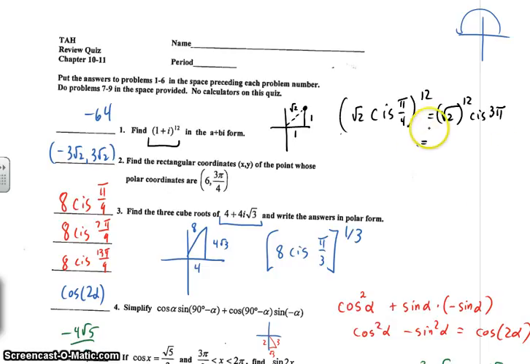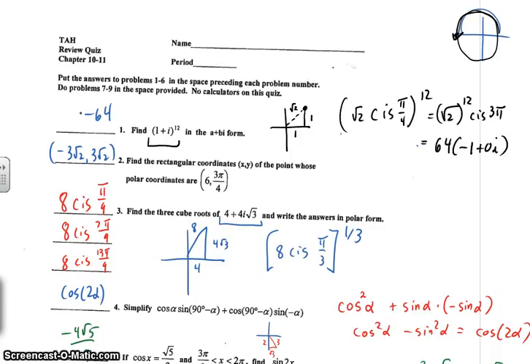Root 2 to the 12th is the same as 2 to the 6th. 2 to the 6th is 64. 3 pi, that angle's all the way around, and then 1 more pi, so it's in the same place as pi. The cosine of that is negative 1. The sine of it is 0, and that gives us a final answer of negative 64.